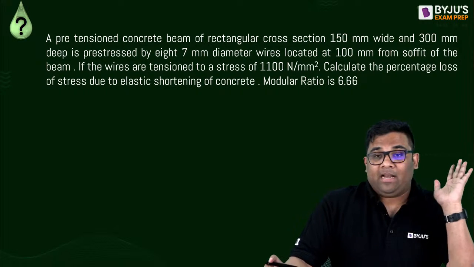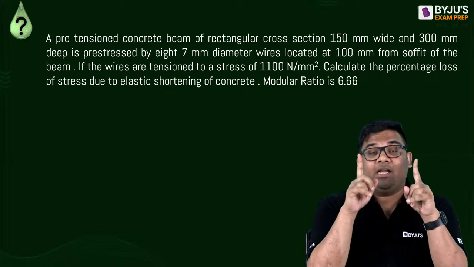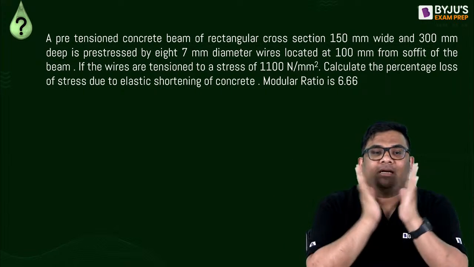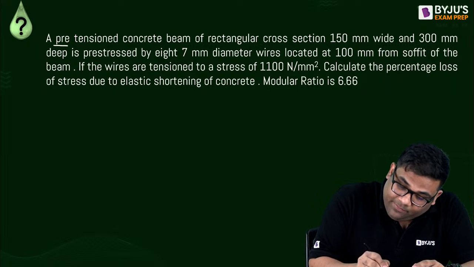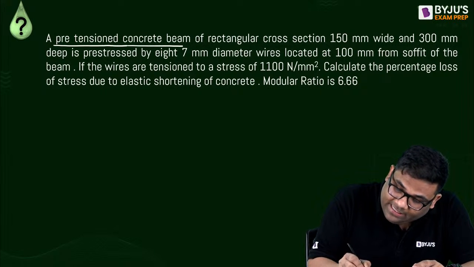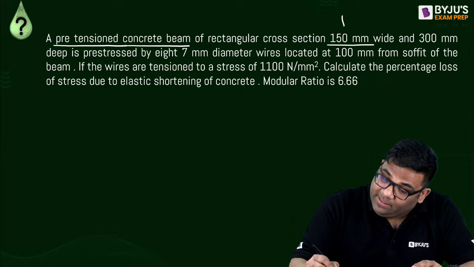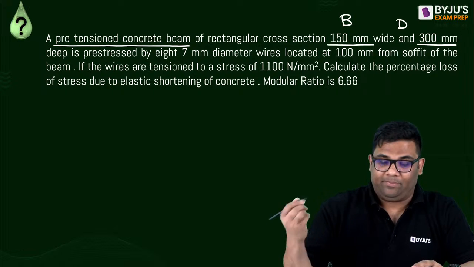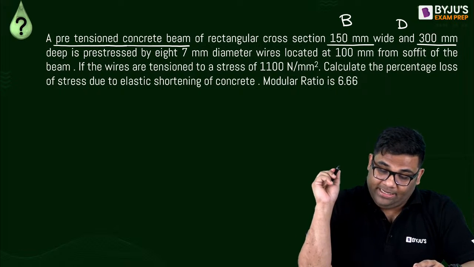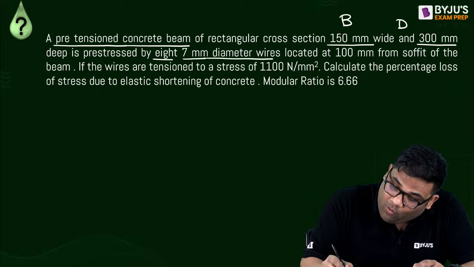अब क्वेश्चन में सबसे पहला काम क्या करना है? Whenever you solve a question, the first thing you should do is write down what all things are given here. क्या लिखा है? Pre-tensioned concrete beam. Cross section is 150 mm wide and 300 mm deep. It is pre-stressed by 8-7 mm dia wires.